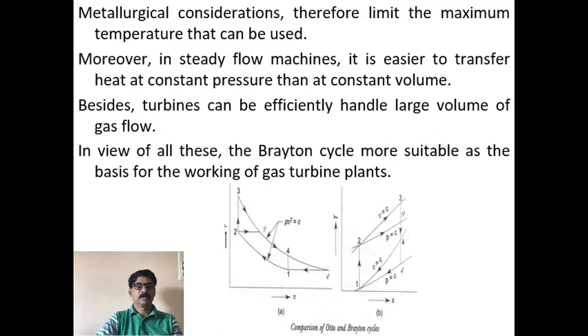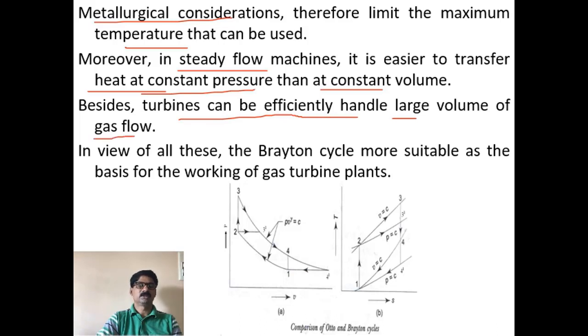Since the gas turbine is exposed to the high temperature continuously, metallurgical considerations limit the maximum temperature that can be used. Moreover, in steady flow machines, it is easier to transfer heat at constant pressure than at constant volume. Constant volume heat addition takes place in the case of IC engines, that is in the Otto cycle, right? Whereas in gas turbines, heat addition takes place at constant pressure and it is much easier to do that. Besides, turbines can efficiently handle large volume of gas flow. That is one of the advantages which cannot be done by the IC engines or the Otto cycles. In view of all this, the Brayton cycle is more suitable as the basis for the working of gas turbine plants.